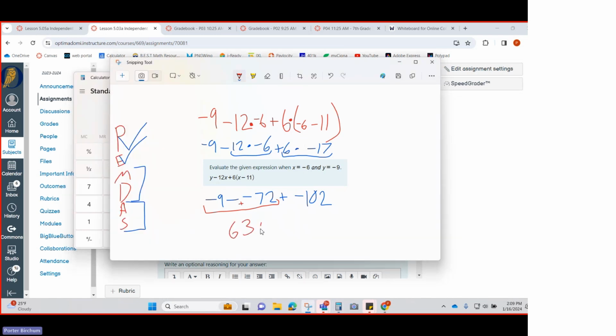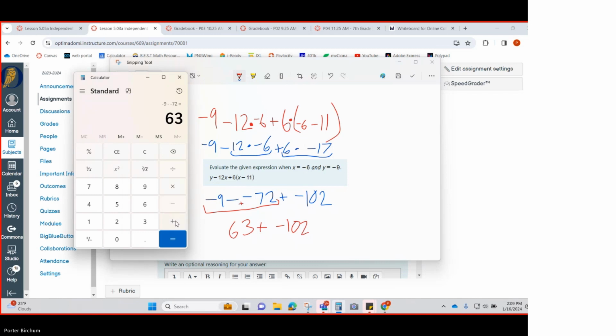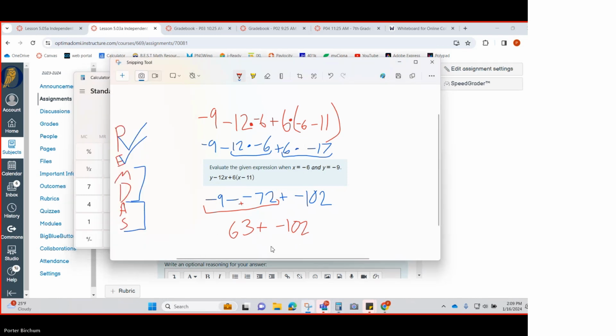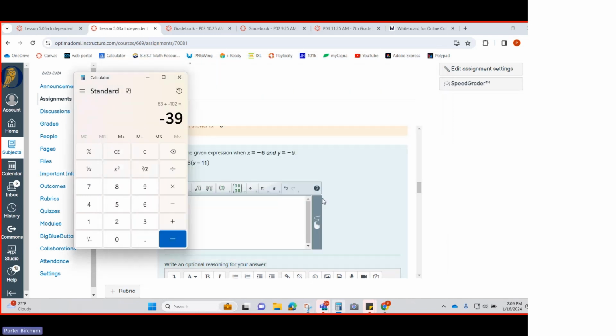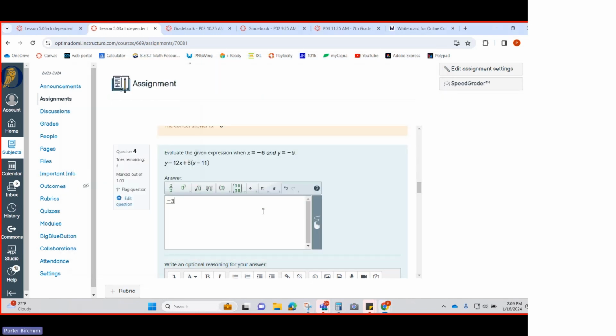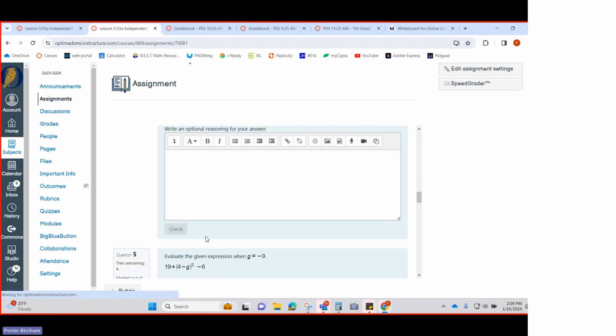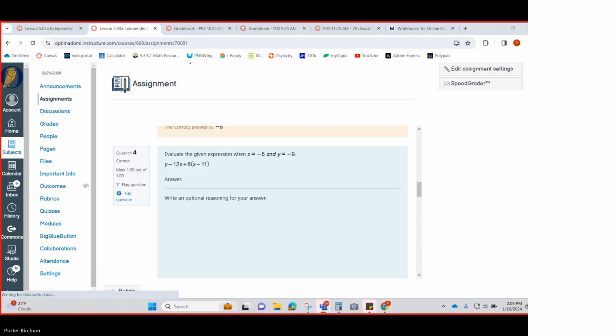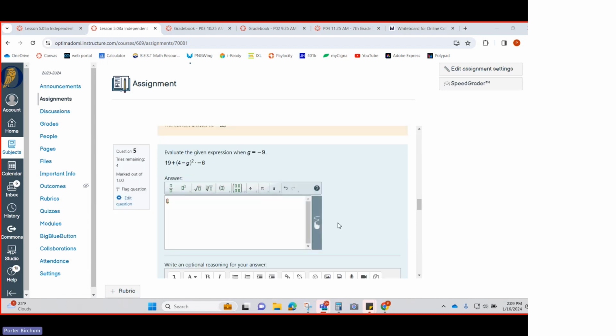So 63 plus -102 is what we have left, plus -102, -39. Your numbers on your question will be different, but you can solve them in a very similar way. Question 5.